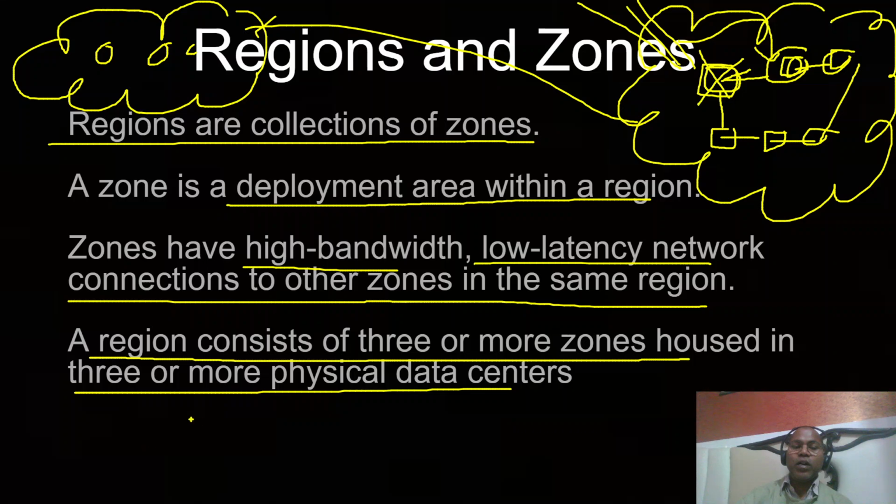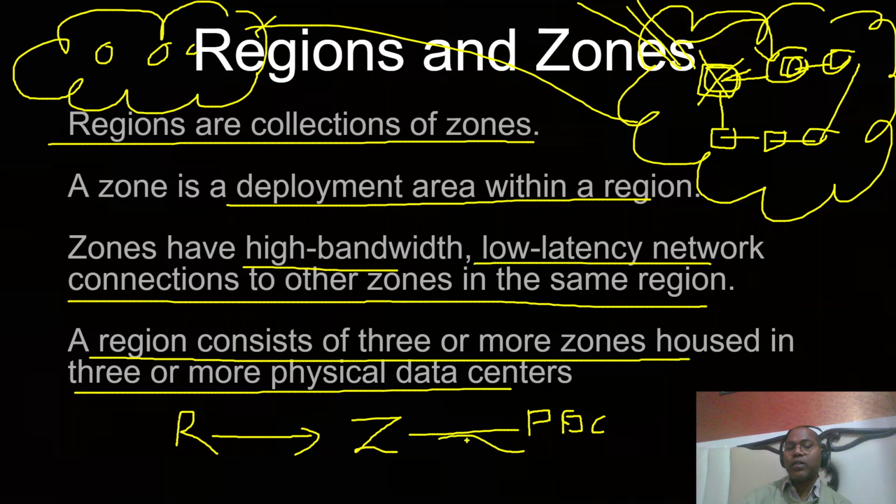The three terminologies: a region is the bigger geographical area. Within this area, we have zones. A zone is the location where your application is actually going to be deployed. This zone can have a physical data center, maybe one or two physical data centers, or a bigger data center that can be shared within the zone. So overall, there is no fixed rule that one zone has one data center. Generally, a region has multiple zones, and similarly a zone has one or more data centers.